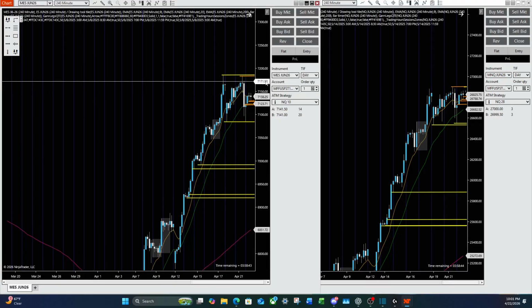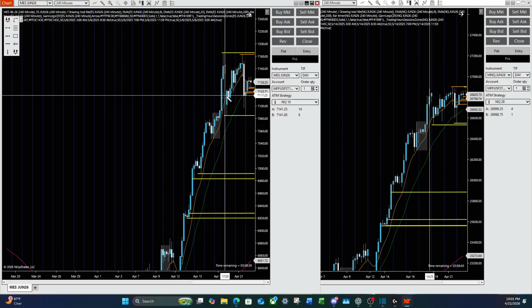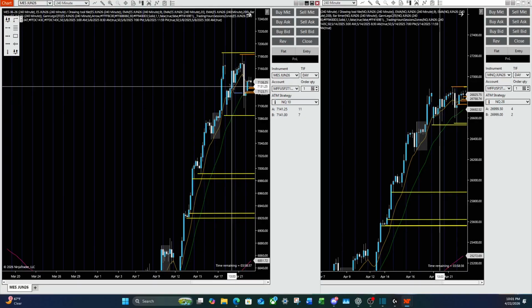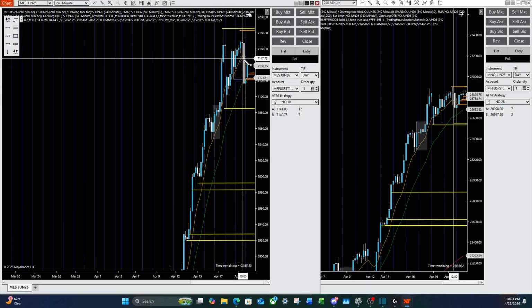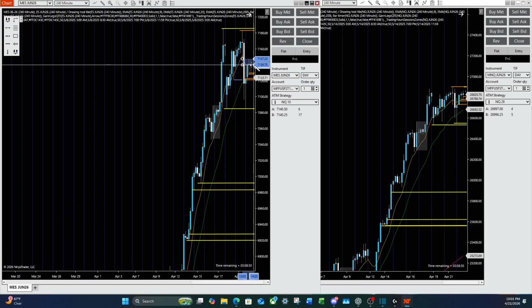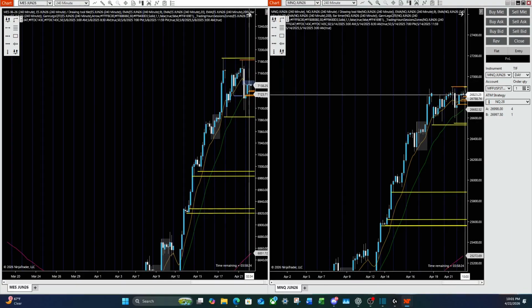What we have is ES broke structure to the downside on the 4 hour because it closed below this low, correct? And now what we're doing is hovering within this 4 hour fair value gap here. So we're respecting bearish order flow on the 4 hour for ES.